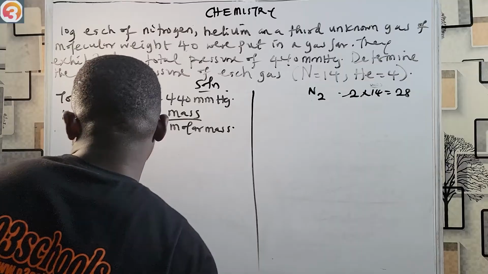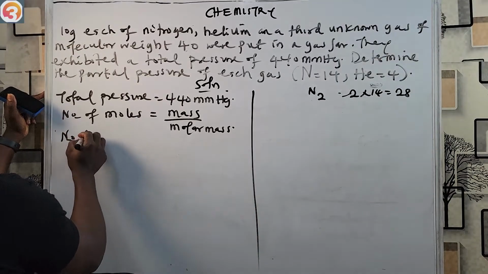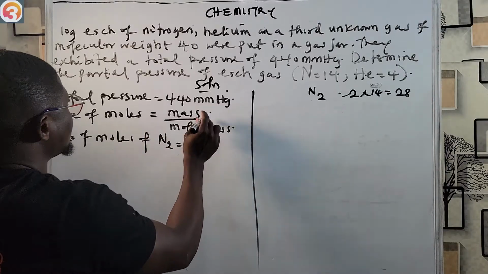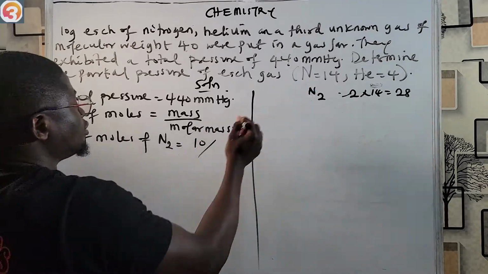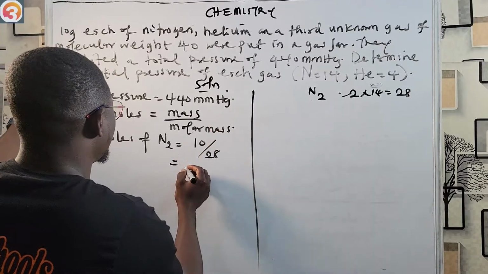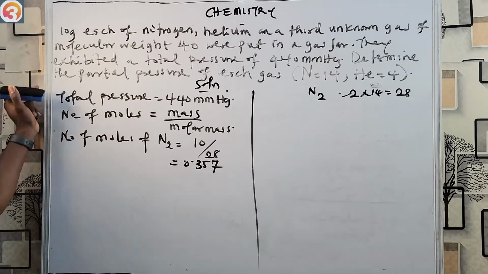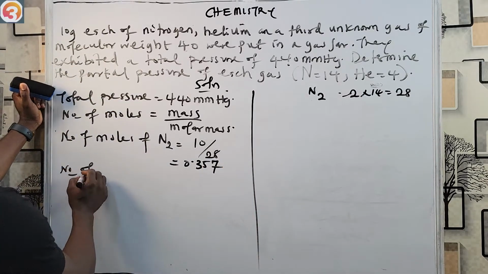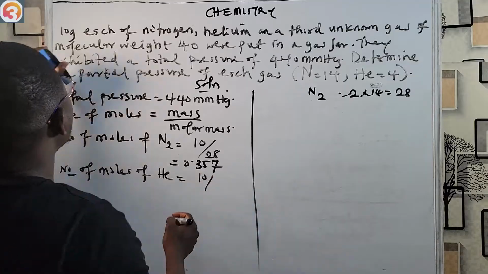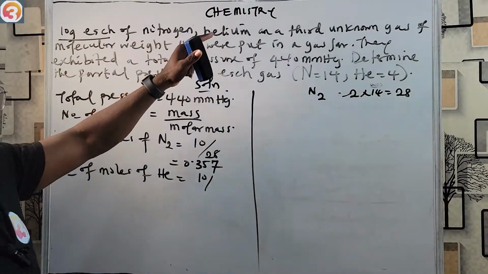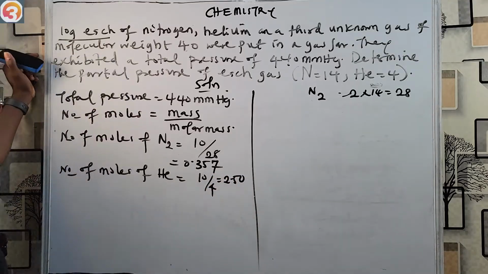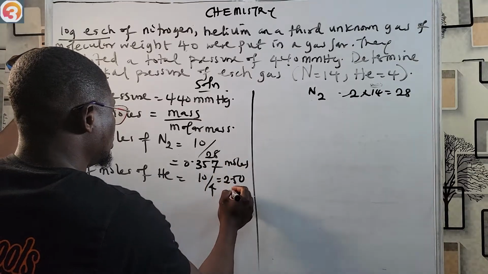Let me rule this so that I can conserve space. Number of moles of nitrogen will be equal to mass, which is 10, over the molar mass of nitrogen, which is 28. If you reduce this value, I'm going to have 0.357 as the number of moles of nitrogen. Now, number of moles of helium. Helium mass is 10 also, because it's 10 gram each, divided by 4. This will give us 2.50 moles.